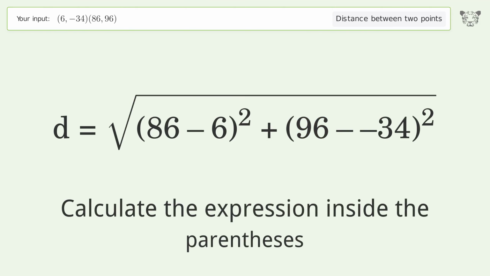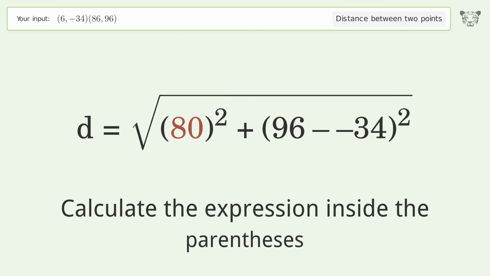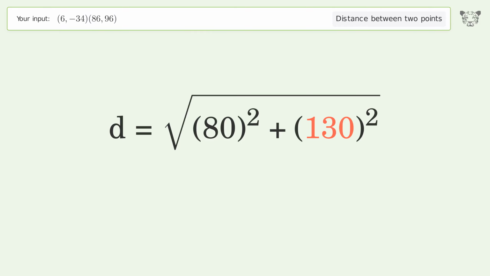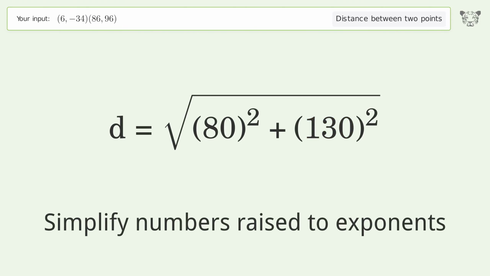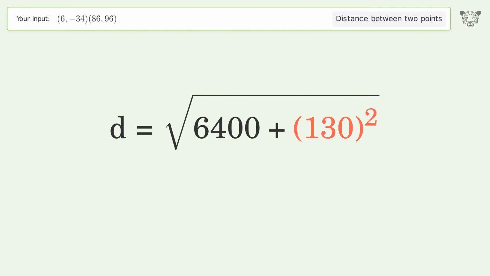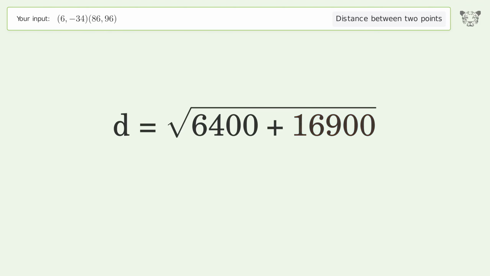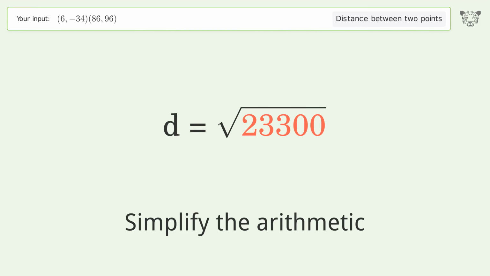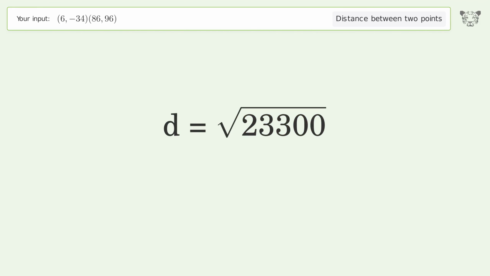Calculate the expression inside the parentheses. Simplify numbers raised to exponents. Simplify the arithmetic. And so the distance between the 2 points is the square root of 23,300 or 152.643.